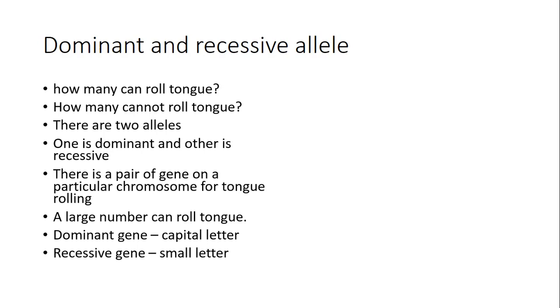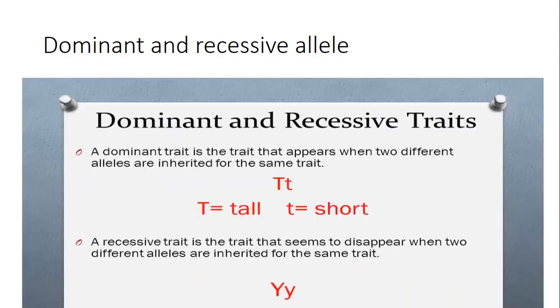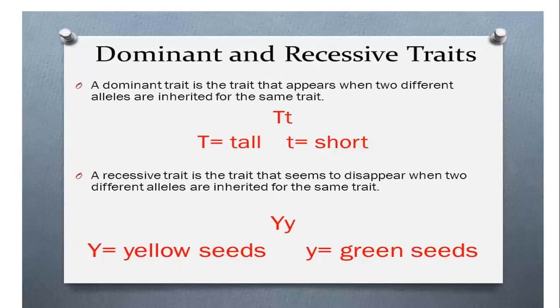Usually we represent a dominant gene with a capital letter and a recessive gene with a small letter. For example, for tongue rolling, I will take capital R for the roller and small r for the non-roller. Here you can see dominant and recessive traits. A dominant trait is the trait that appears when two different alleles are inherited for the same trait. For example, capital T for tall and small t for short. Here you can clearly see capital T and small t.